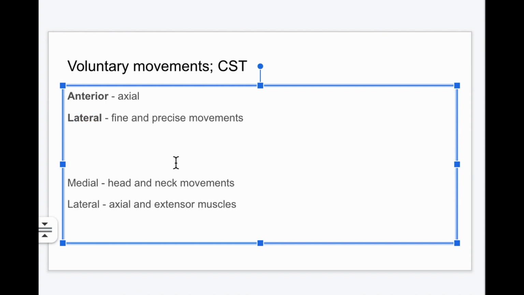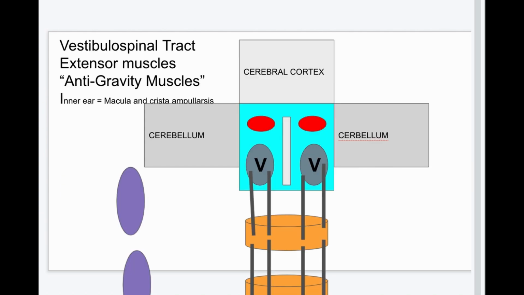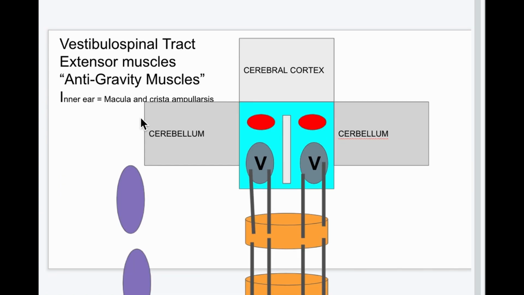So the same way, once our corticospinal tracts are going to be there, there's also going to be obviously an influence on our head and neck movements and axial and extension muscles. So that's also going to be very, very key coming into this disease. What's going to be the function of the vestibular spinal tract? The vestibular spinal tract is going to be there for the anti-gravity muscles.